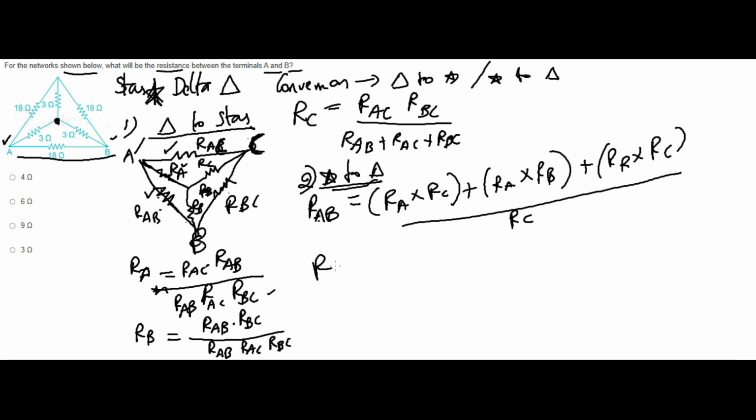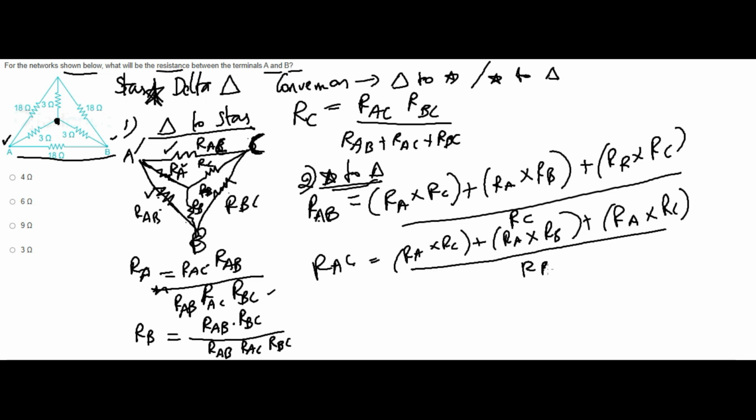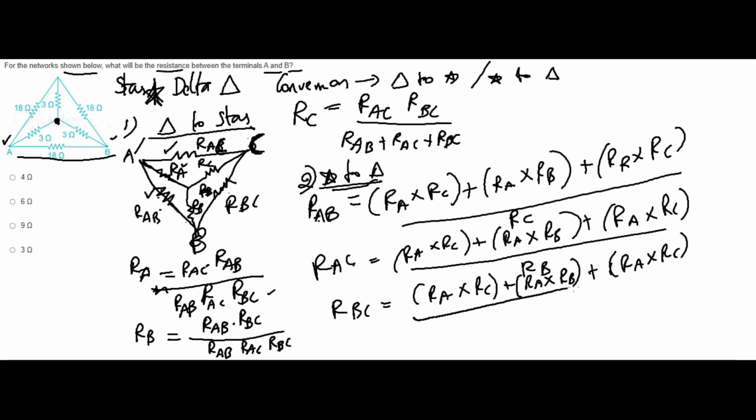Same way for RAC. Okay. So now RAC is equal to the same numerator, RA times RC plus RA times RB plus RB times RC. What is left in between A and C? B is the one, right? So divided by RB. That's all. Then RBC is equal to the same numerator, RA times RC plus RA times RB plus RB times RC, the whole divided by what's pending. A is not here, right? So you have to write RA here.